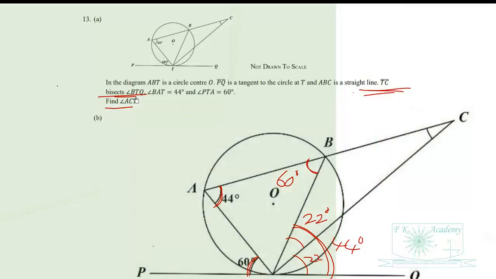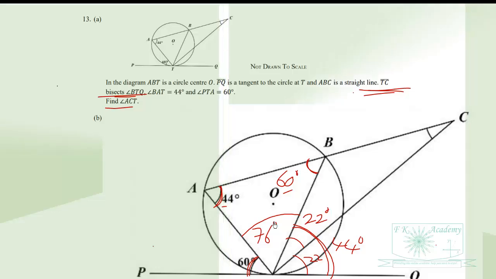This angle here, how do we find it? This is 60. This is 44 degrees. So that will give us 104. So 180 minus 104 will give us 76 degrees here. So it means we can now find angle ACT using triangle ATC.